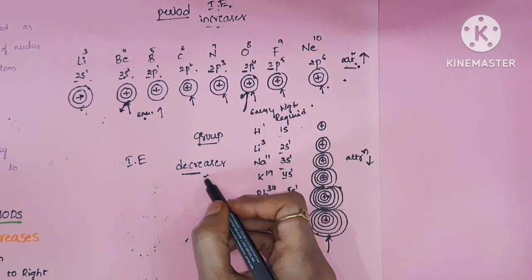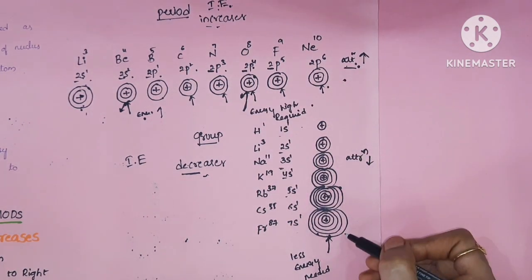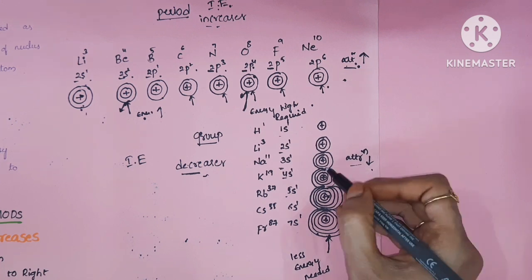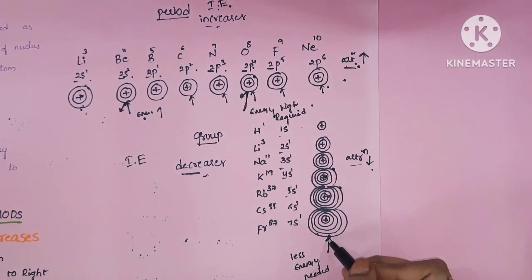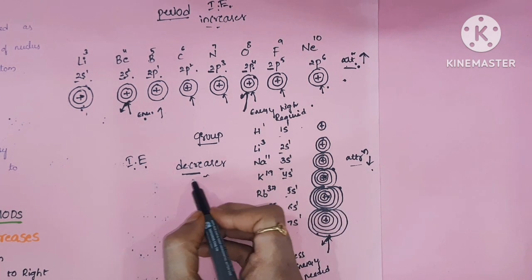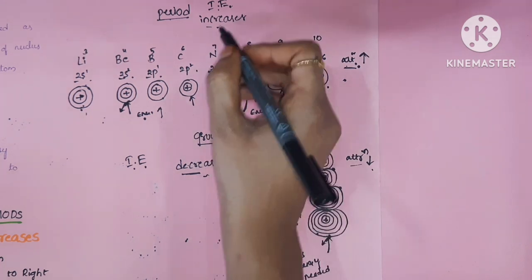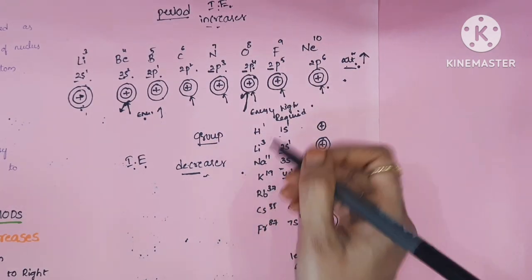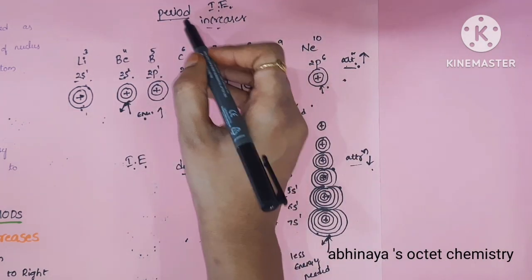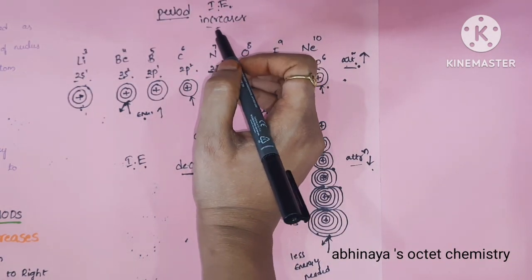And in groups it decreases. Why? Because size increases, so attraction between the nucleus and outer electrons decreases. If the attraction decreases, then we can easily remove the electron from it, so less energy is needed. That's why ionization enthalpy decreases from top to bottom in groups, and increases from left to right in periods.